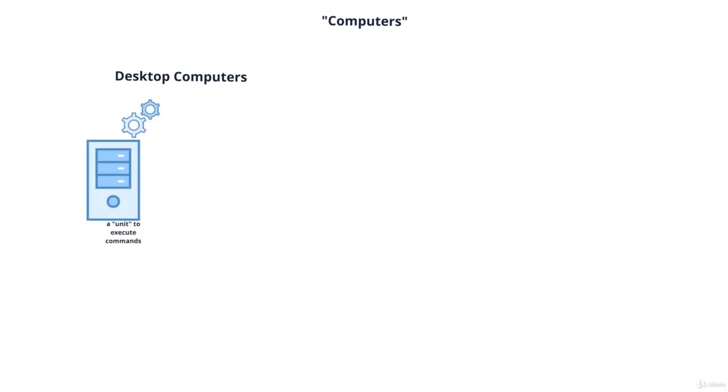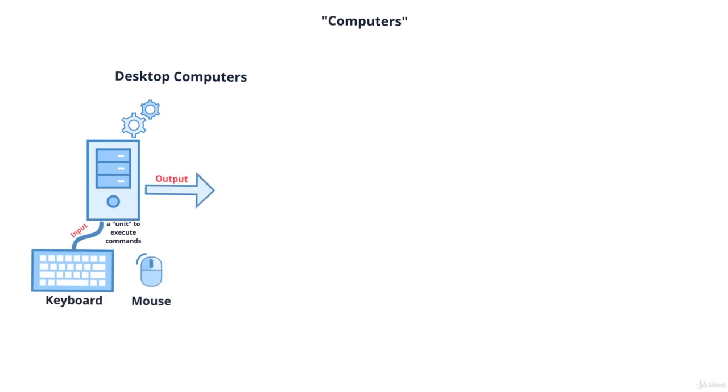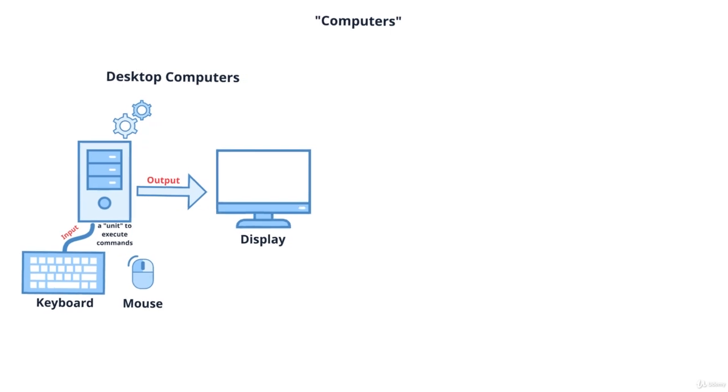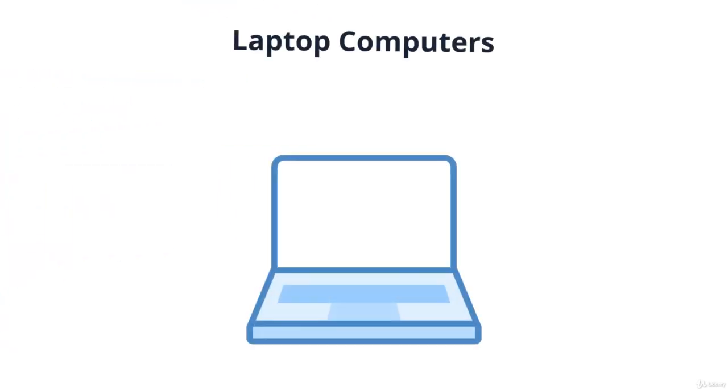So we are talking about additional common parts of the computer, and although in desktop computers the separation between the computer itself, which we said is just like a unit to execute commands, its input components such as the mouse and the keyboard, and the screen or the display where we'll see our results, that separation is actually very easy to notice. On the other hand, in most laptops, this separation is not so easy to notice.